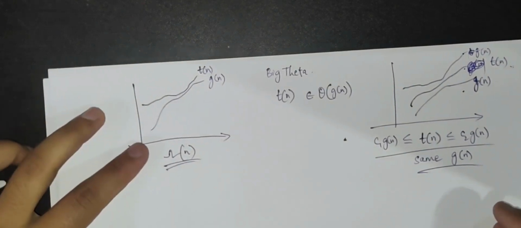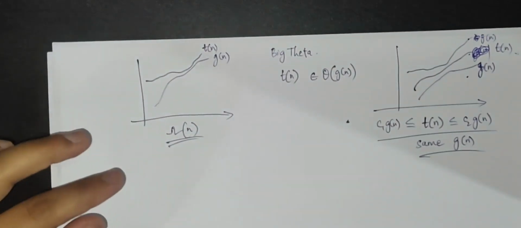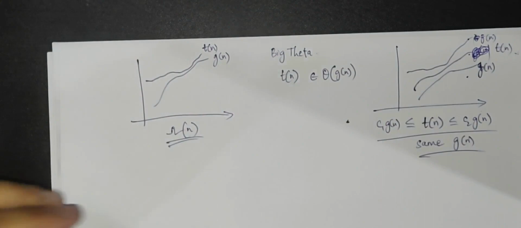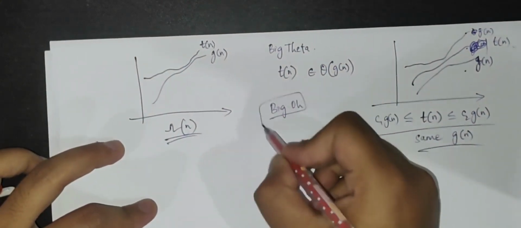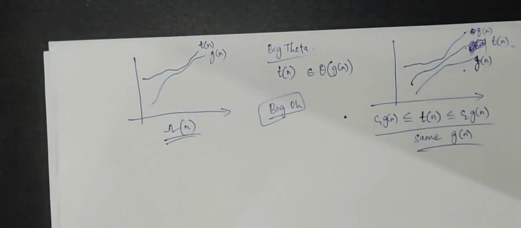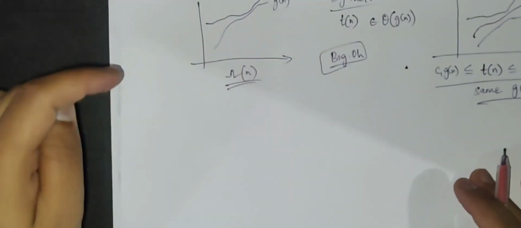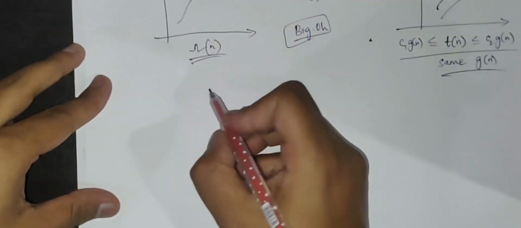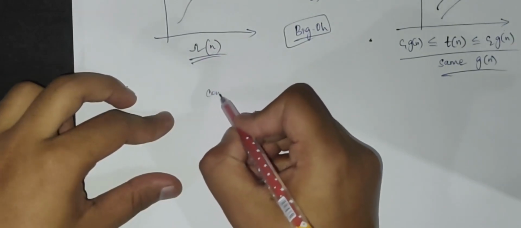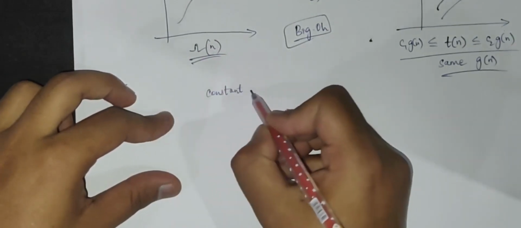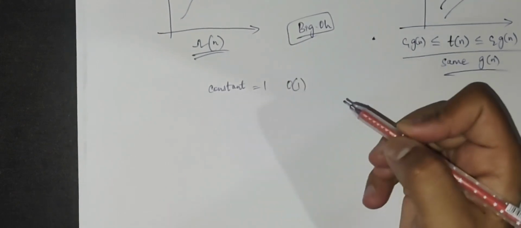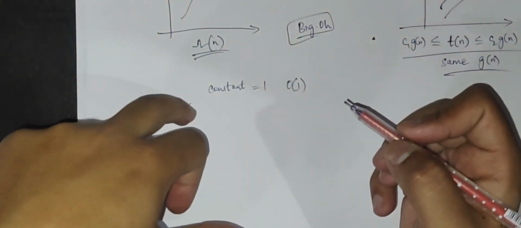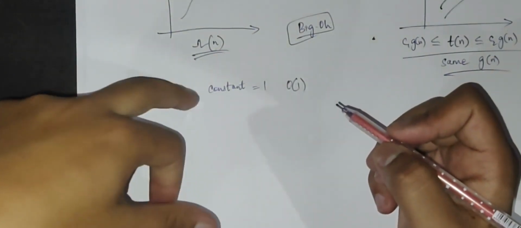Now usually, while denoting an algorithm's efficiency, we use big O notation, but you are free to use the other two notations as well. There are some basic efficiency classes which everyone should be aware of. The first one is the constant class, which is 1. So we just say big O of 1. This is the best class, the best case efficiency.